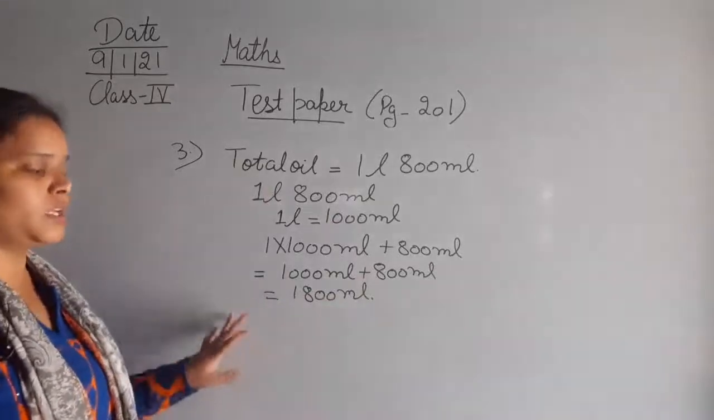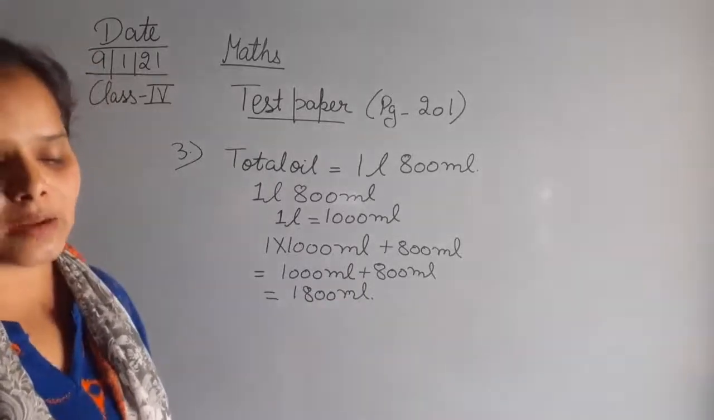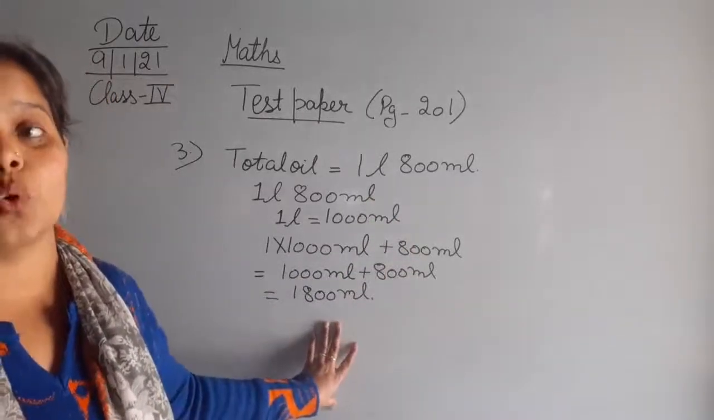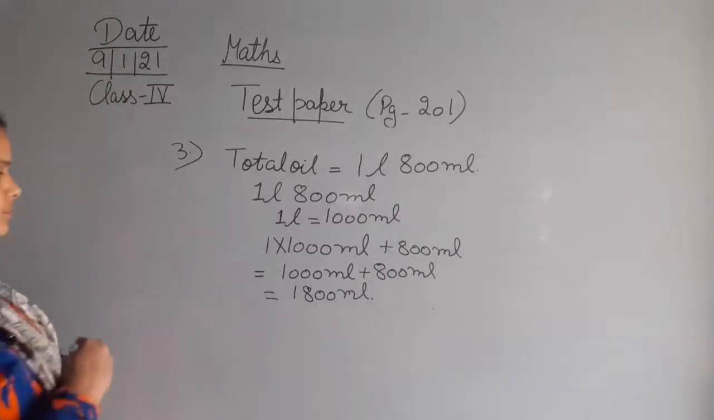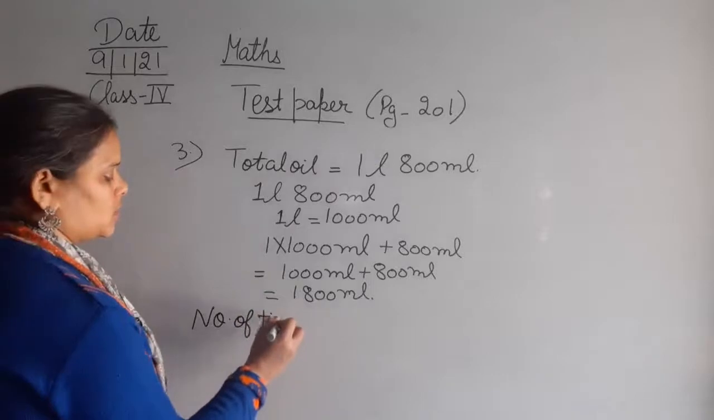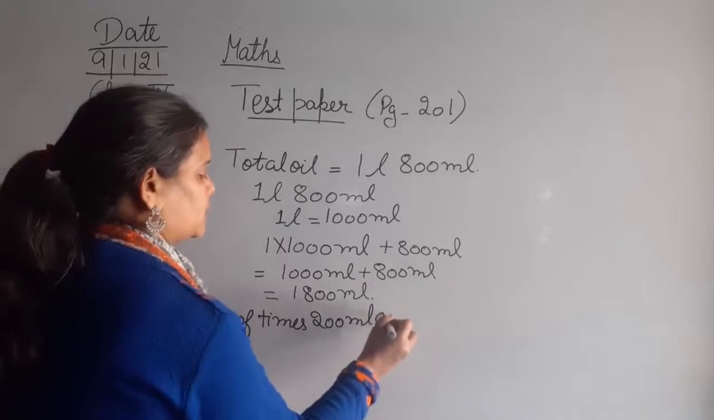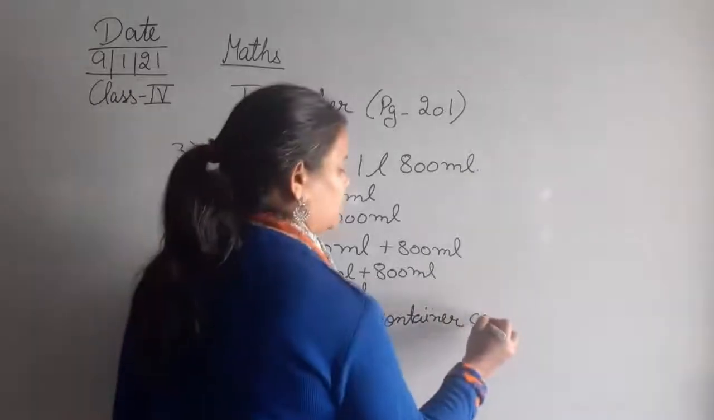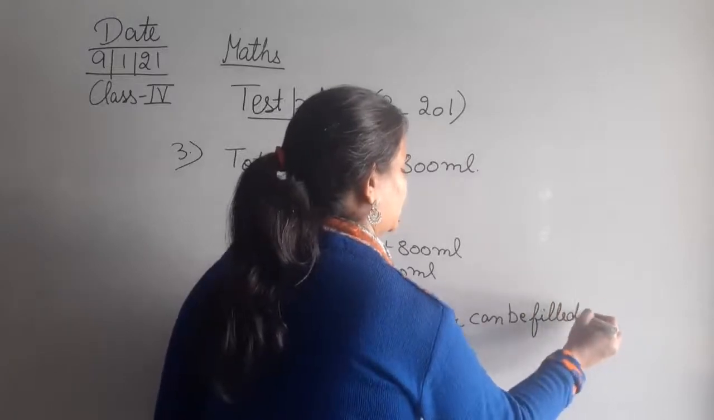Okay, now next we have to find how many 200 ml containers can be filled with this 1 liter 800 ml, that is 1800 ml. So with 1800 ml, how many bottles of 200 ml, or how many times can we fill it? So for that, number of times a 200 ml container can be filled.